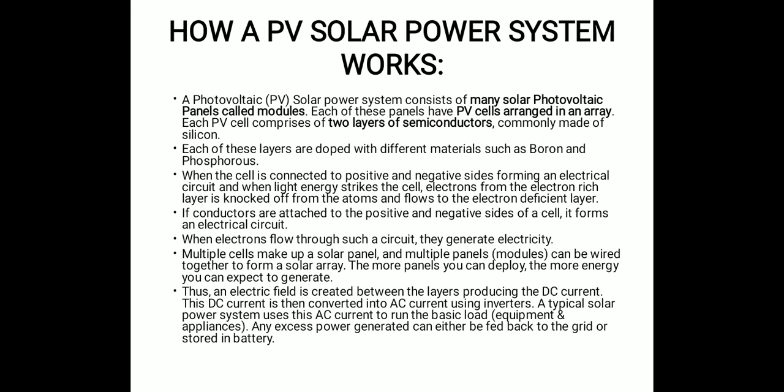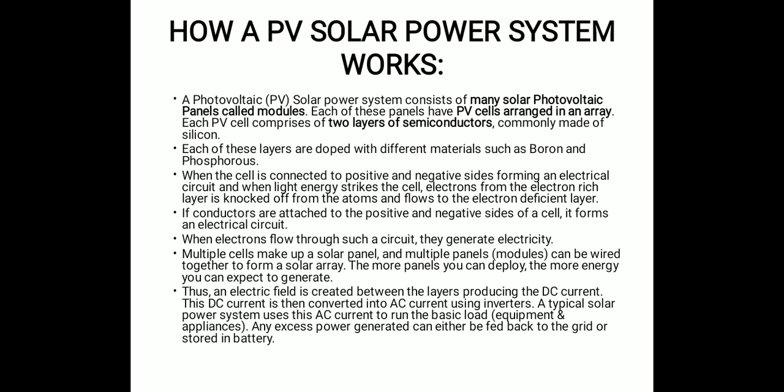Now, let us see how a PV solar system works. A PV solar power system consists of many solar photovoltaic panels called modules. Each of these panels has PV cells arranged in an array. Each PV cell comprises two layers of semiconductors commonly made of silicon. The definition of a module, how modules look, and what we mean by an array, we'll see in later slides.